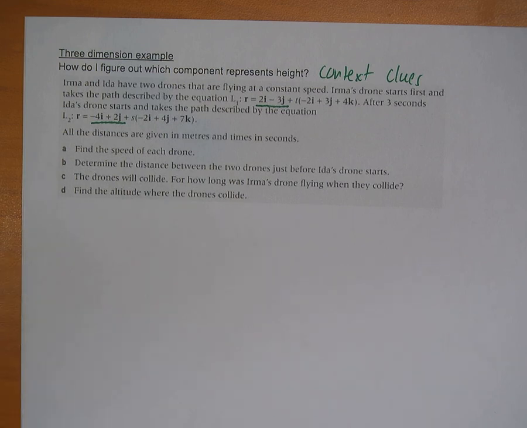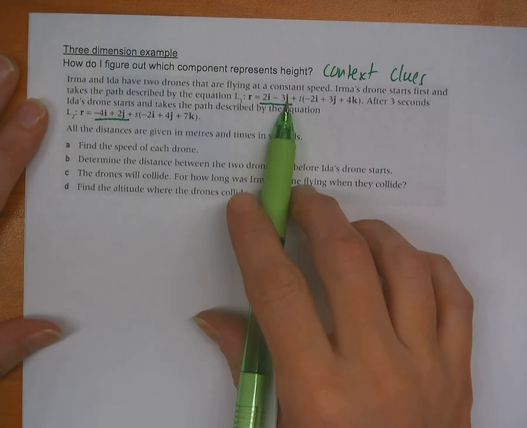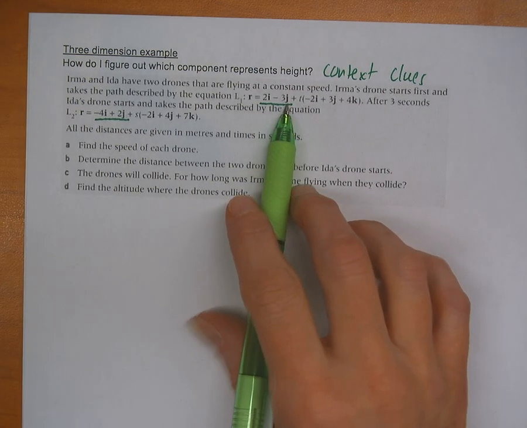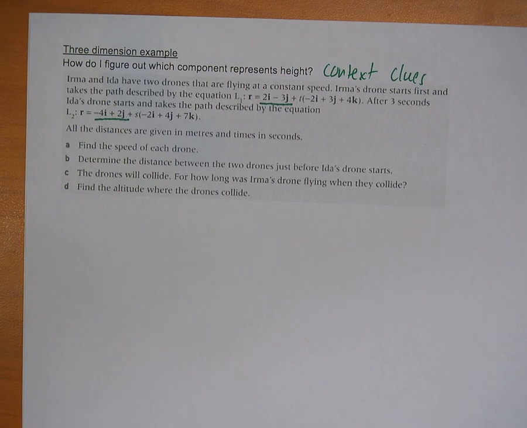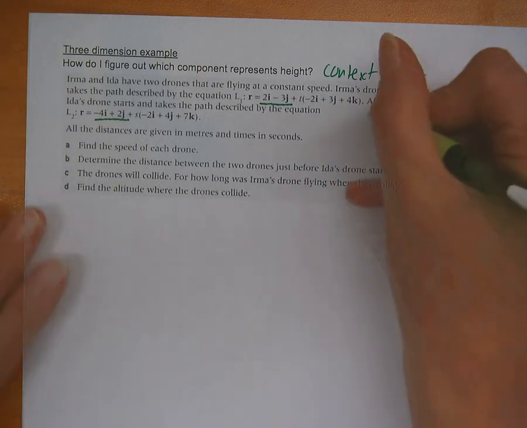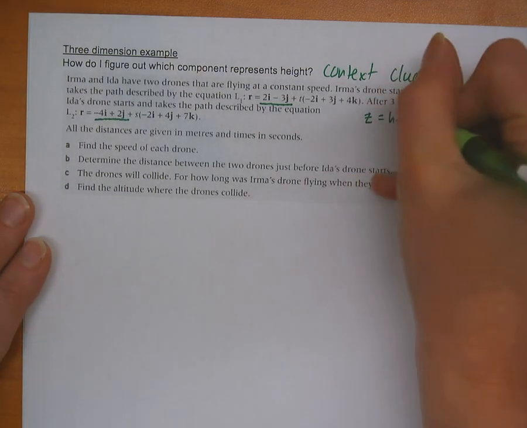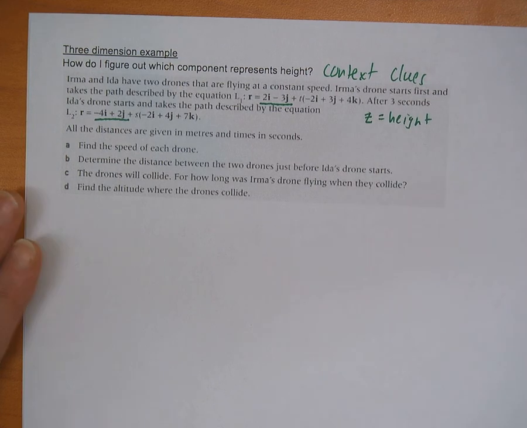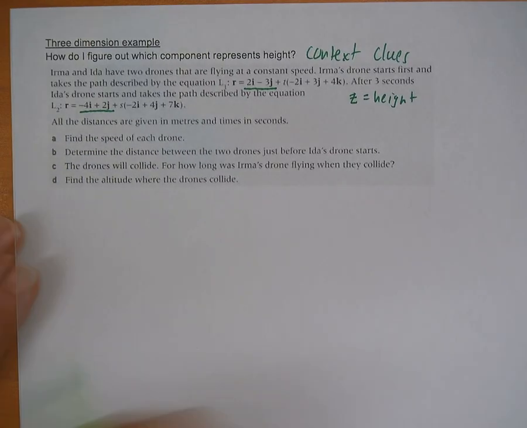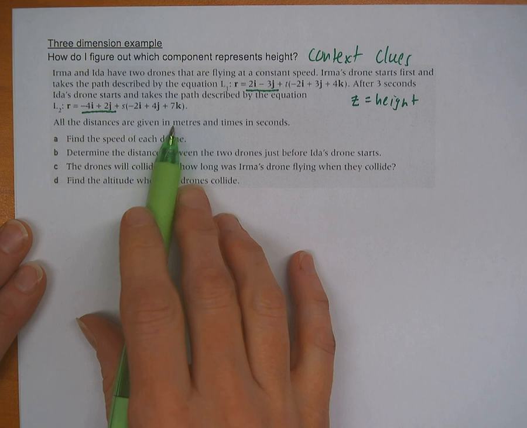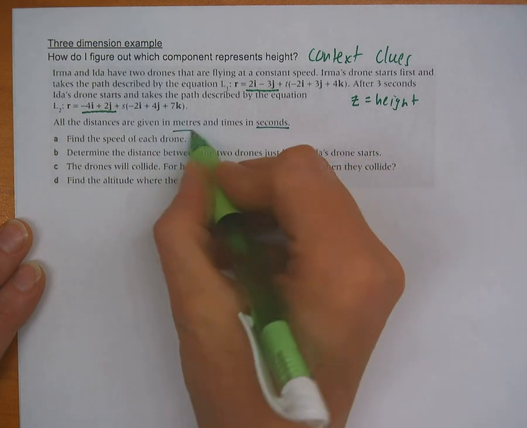So that means it's logical that k would be the height. That the z, the third component, is going to be the height. Because where would a drone start? On the ground. And so at the starting time, it would have a height of 0. So because of the context that you see in the equations, it's reasonable to say that z is height. Okay. We are measuring distances in meters and time in seconds this time.